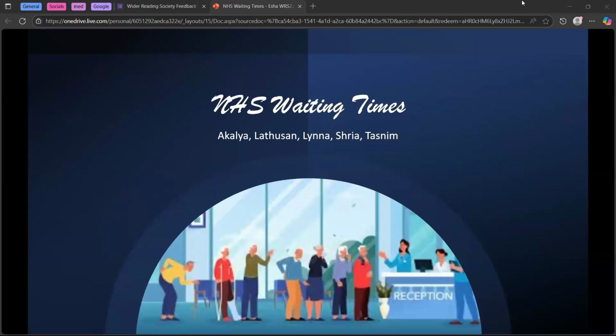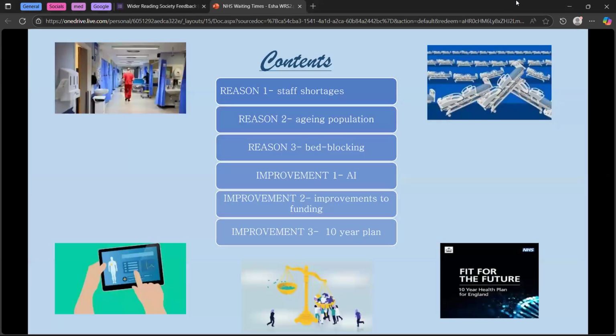NHS waiting times, like what are the reasons and potential solutions for this problem. Next slide, please.